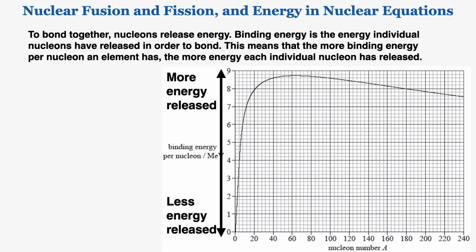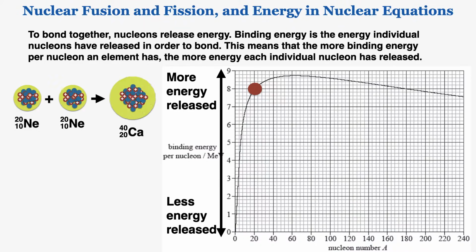We can use a binding energy per nucleon versus nucleon number graph to understand something important about fusion and fission. Let's say that I have a particle of neon. I can see that that has 20 nucleons, so that's going to appear here on the graph, and the graph is telling me that neon has about 8 mega electron volts per nucleon. And let's say that I want to combine two neon atoms together into a single calcium atom. So this would be an example of nuclear fusion, where we're combining two elements together into a single larger element.